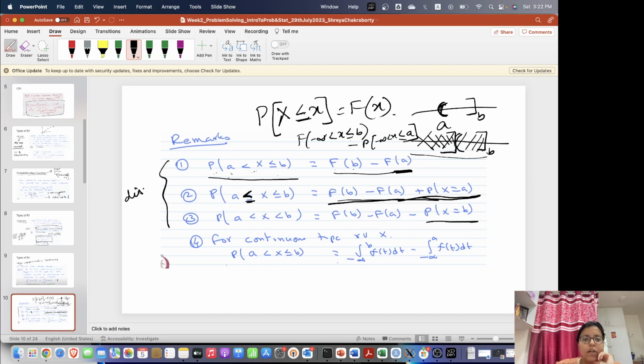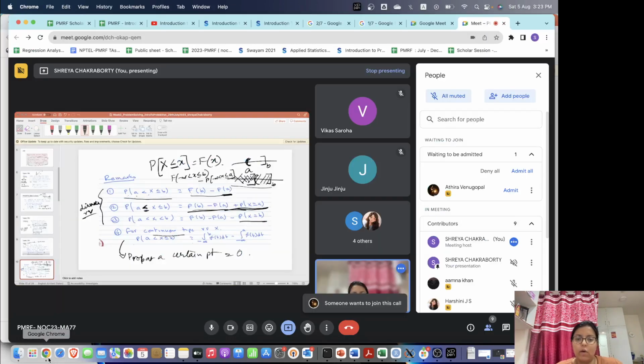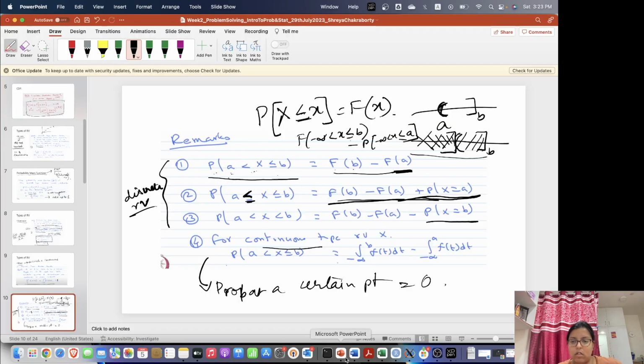These will hold mostly for discrete random variables. For a continuous random variable, probability at a certain point will always be 0. So it doesn't matter for a continuous variable. We don't need to do these kinds of adjustments. Okay, so this is something we should always keep in mind while solving sums, so that we are not making any mistakes.